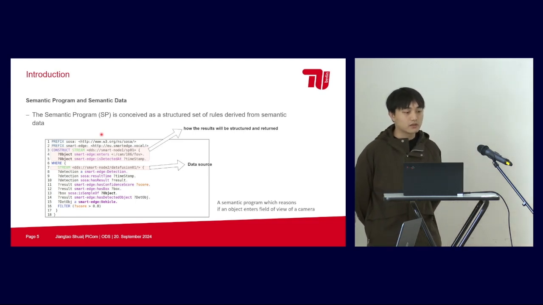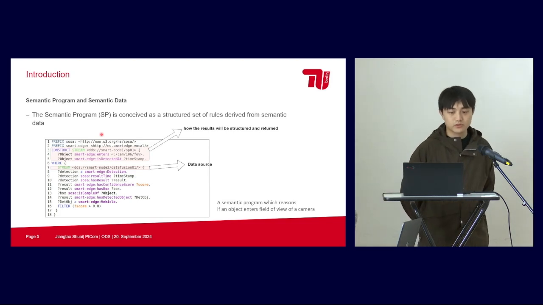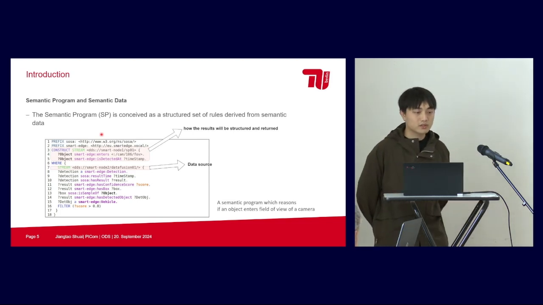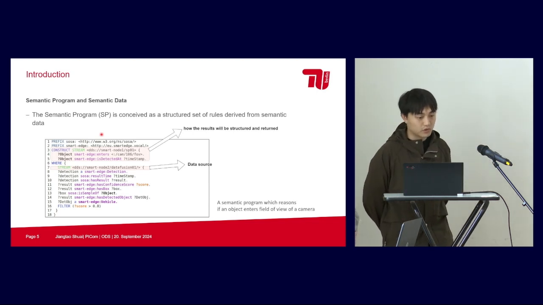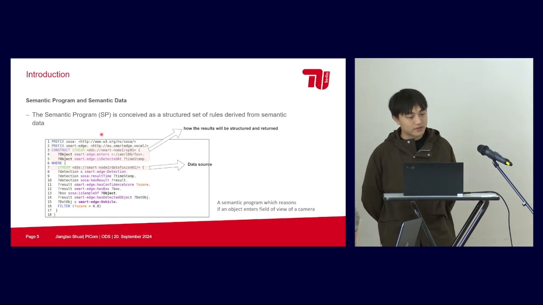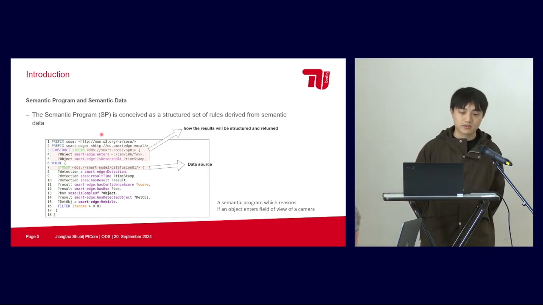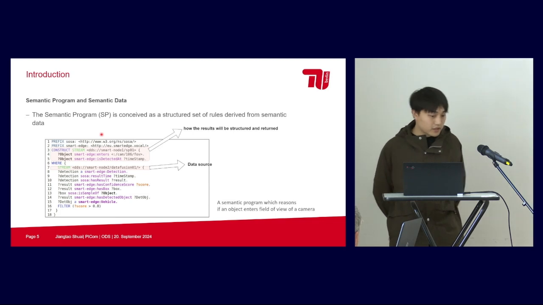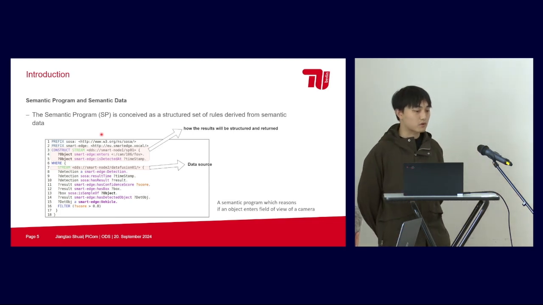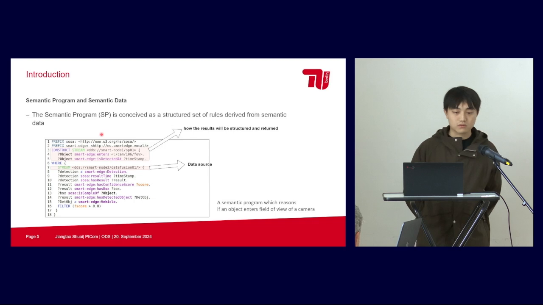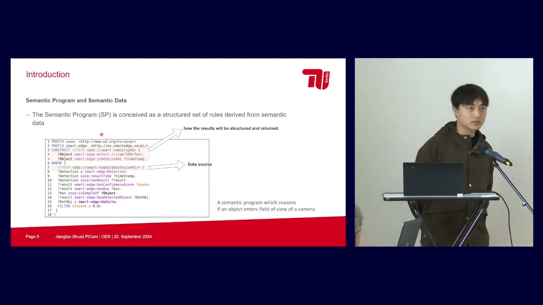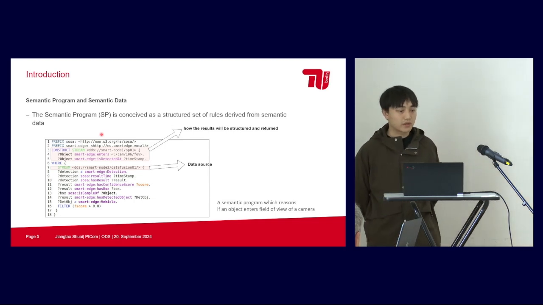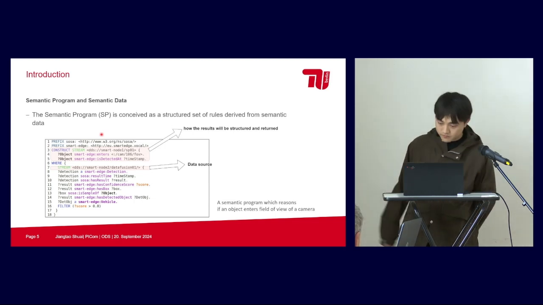For example, we need to subscribe to the camera SmartEdge node 2 from the data fusion 01 topic. And what kind of information should be included in this data source? For example, it's a detection result, the bounding box, whether the detected object is a vehicle or not, and also the confidence score from the detection result. As we said, the semantic program is a set of rules. Based on these rules, we can query the required data from the stream.